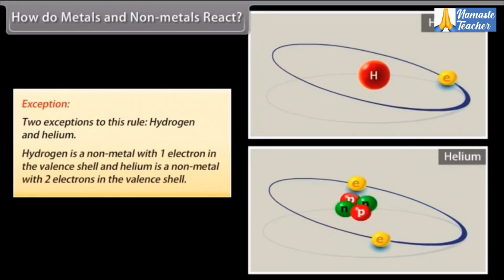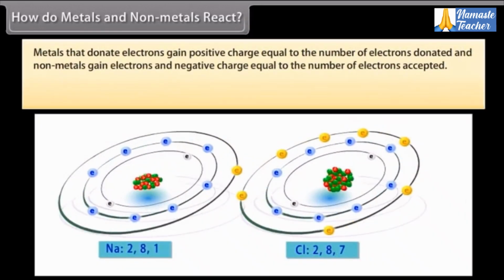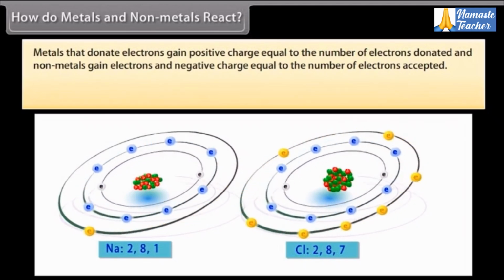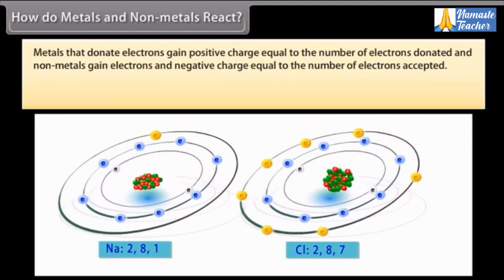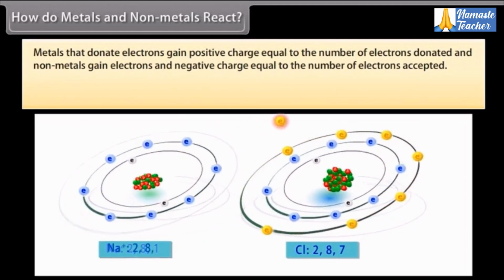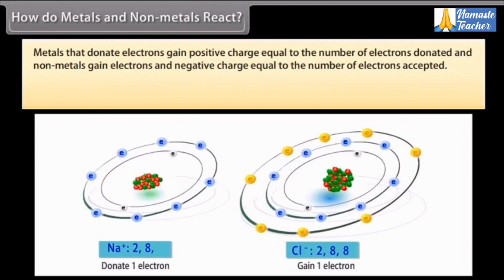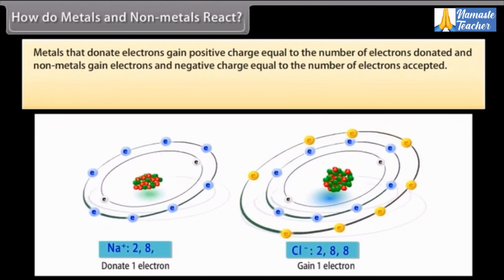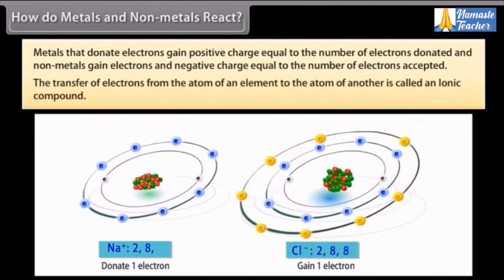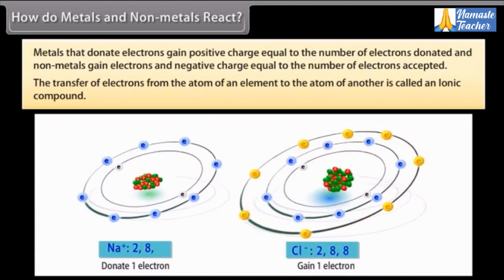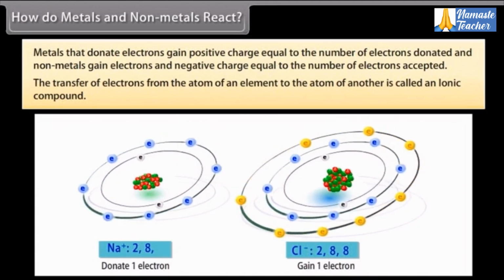Metals that donate electrons gain a positive charge equal to the number of electrons donated, and nonmetals gain electrons and a negative charge equal to the number of electrons accepted. When a metal atom donates 1, 2, or 3 electrons from its valence shell to another nonmetal atom that has the ability to accept these electrons, it is known as electrovalency. As a result of this, both these atoms form the structure of an inert gas. The compound formed by the transfer of electrons from the atom of one element to the atom of another is called an ionic compound.